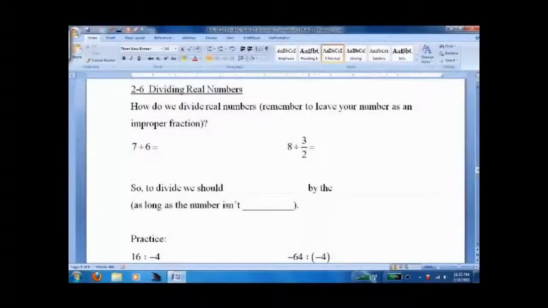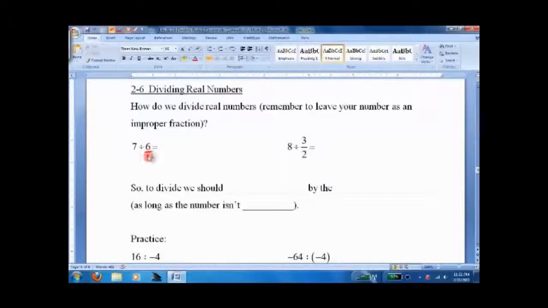This unit is on dividing real numbers. We'll talk a little bit about irrationals later. So how do we divide real numbers? Well, it's pretty easy. When we did subtraction of real numbers, we just turned it into addition, since we already know how to handle addition. We're going to do the same thing with dividing.